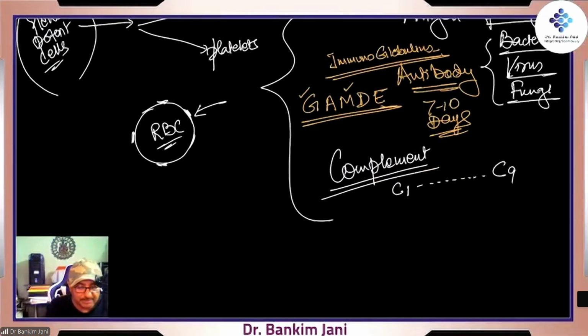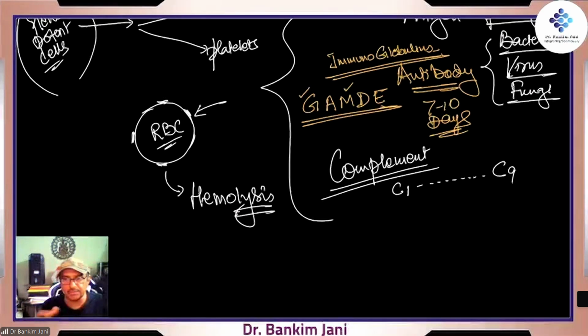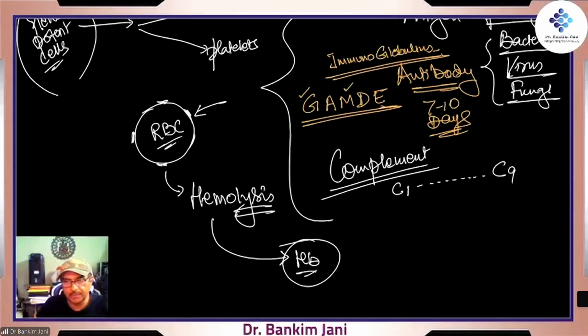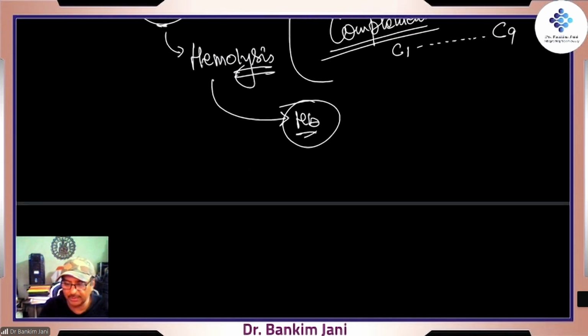When this RBC is broken, it is called hemolysis. Lysis means breaking, hemo means blood. Blood starts breaking. When the RBCs are breaking, hemoglobin will come out. That hemoglobin will go where? It will go into the kidneys. See how dangerous things can really be. It will go into the kidneys.